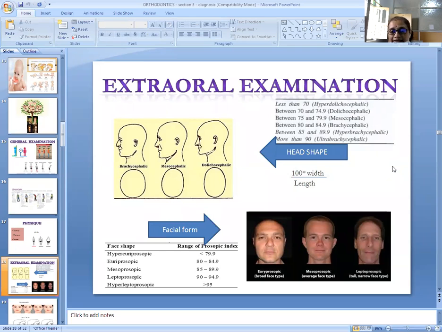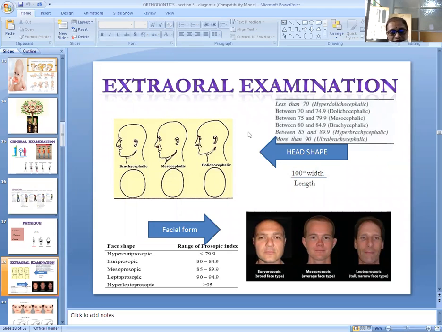How is this cephalic index derived? Cephalic index is 100 into width of head divided by length of head. If this sum gives a number below 70, it is an abnormally long, long and narrow head shape. Between 70 and 74.9, it is dolichocephalic. Between 75 and 79.9, it is mesocephalic, that means in the normal range. Between 80 and 84, a broader head, it is brachycephalic. Above 84, it is an even broader head.